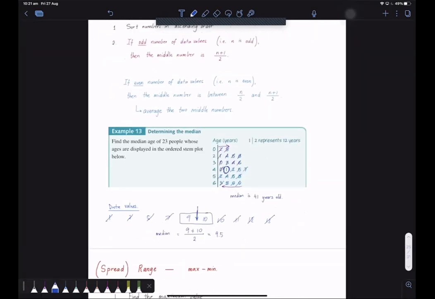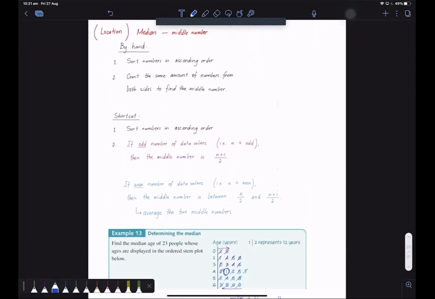Okay. So again, you would have been doing the median for a very long time now as well.